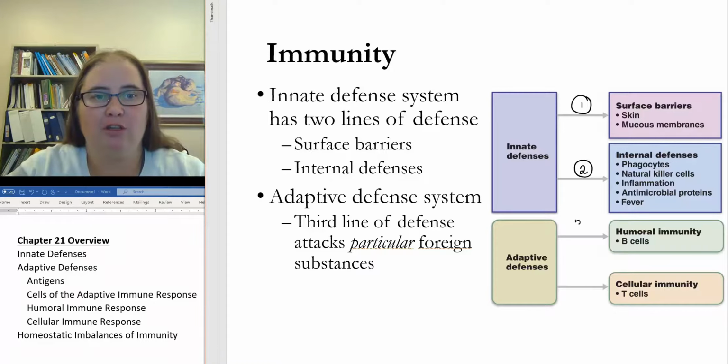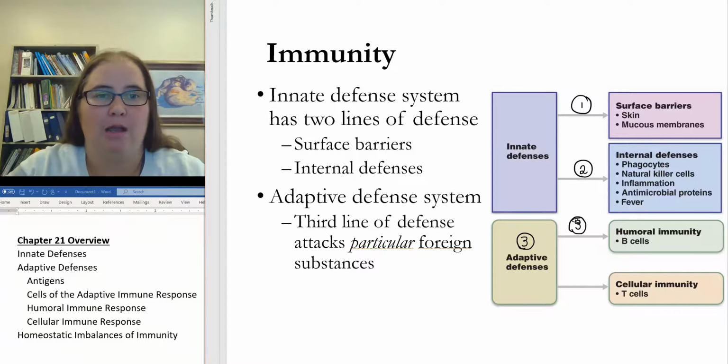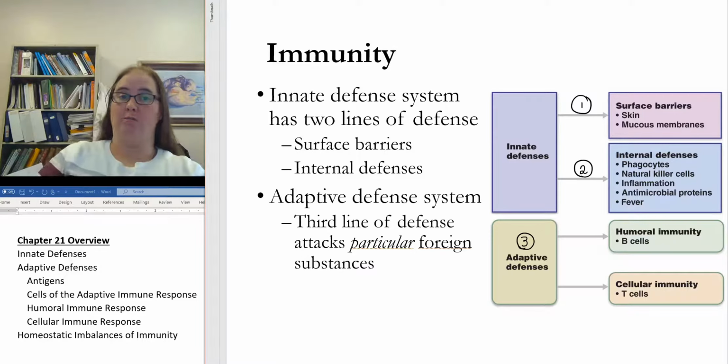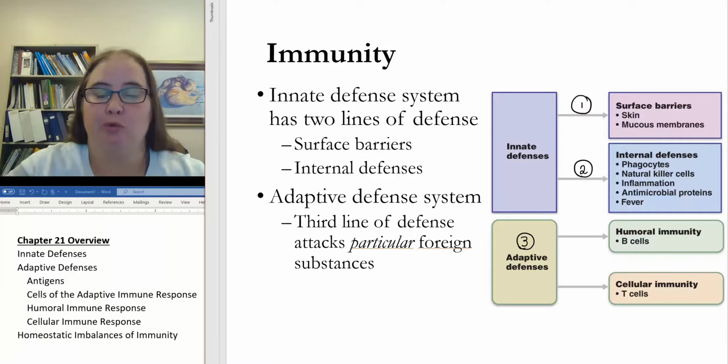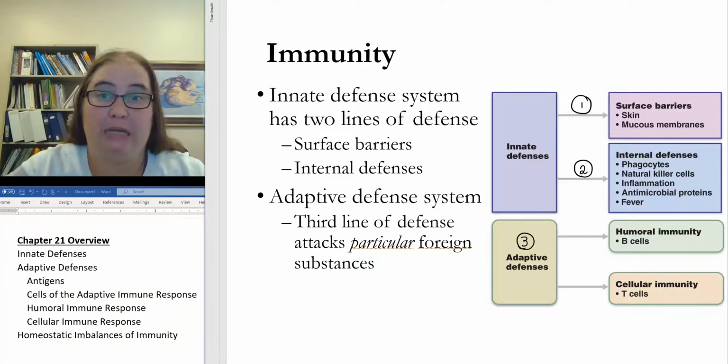And then our third line of defense, okay, our adaptive responses, are really kind of our third line of defense. And this involves two arms, our humoral immunity, which is our B cells, and our cellular immunity, which are our T cells. And don't forget, when we talk about B cells, these are going to be B lymphocytes.